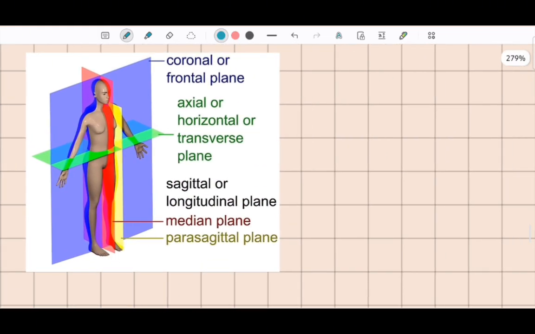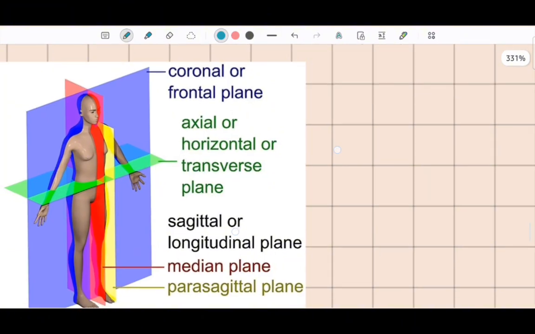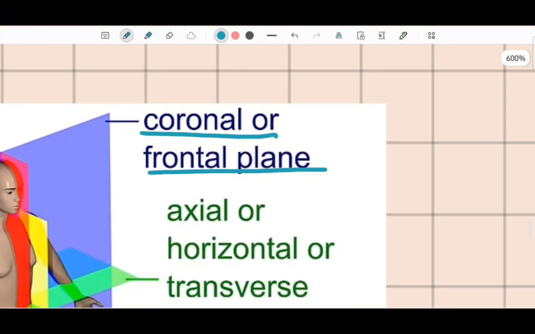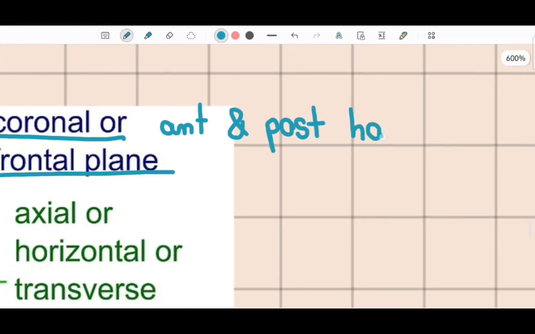So this is basically the summary of all the planes here. First, just go with the coronal or the frontal plane, dividing the body into the anterior and the posterior halves. The axis is also called the anterior posterior axis.